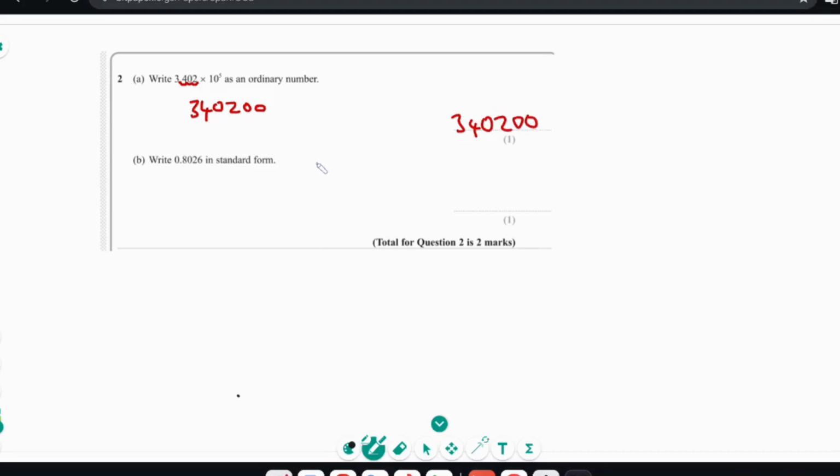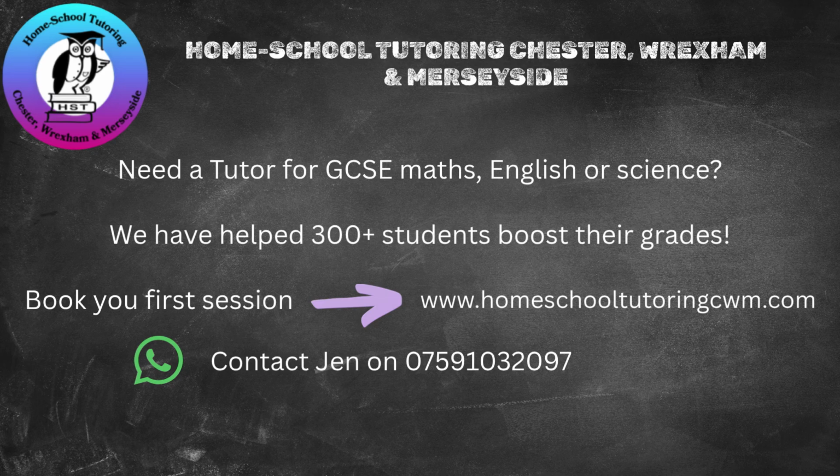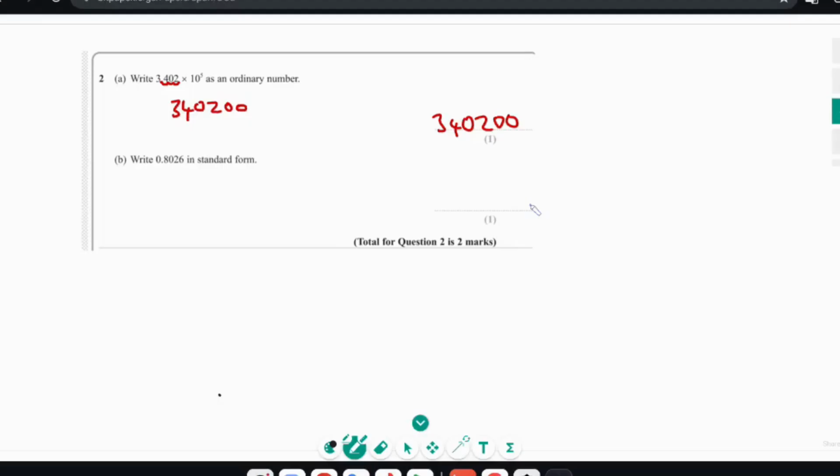Write 0.8026 in standard form. Standard form for small numbers is to the power of a negative number. Now, the first number needs to be between 1 and 10, so 8.026, and we're dividing 8.026 by 10 to get 0.8026. The movement's one place, so it's -1.